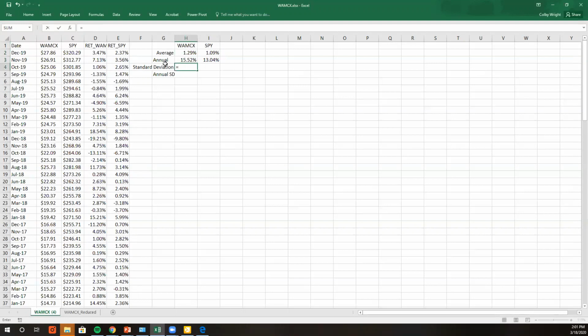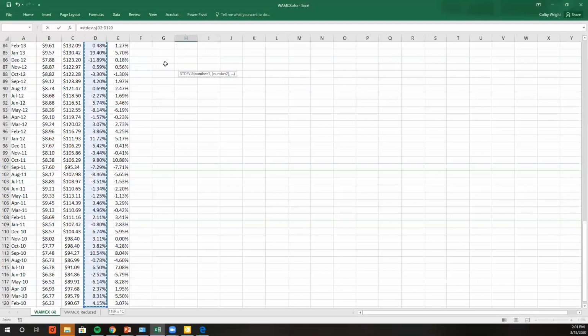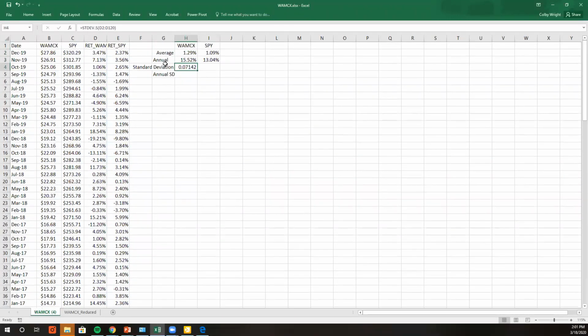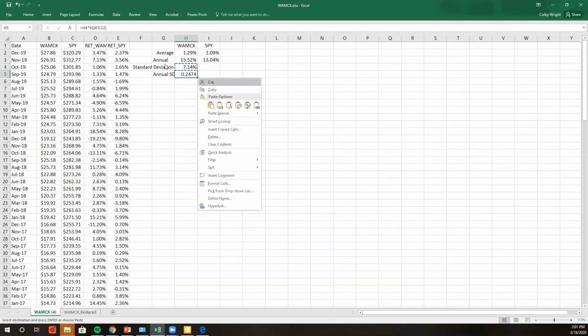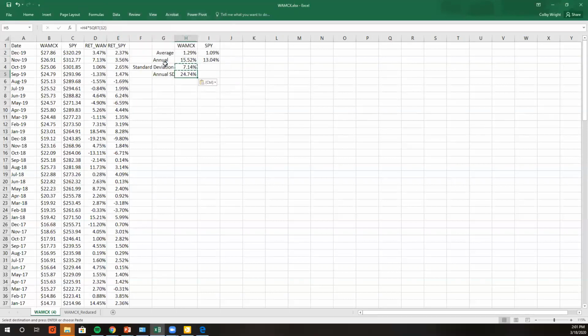Let's calculate monthly standard deviation. So I'm going to do standard deviation of a sample. Come over here to WAMCX, highlight all of the rows, and turn this into a percent. Standard deviation then, and we're going to annualize that. Remember, the way we annualize it is multiply it by the square root of 12, since we're talking about standard deviation. And we can just copy and paste those formulas over here.